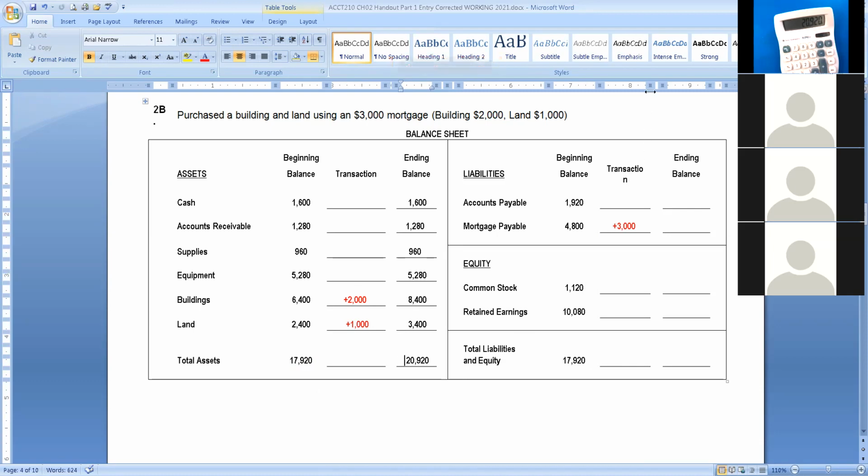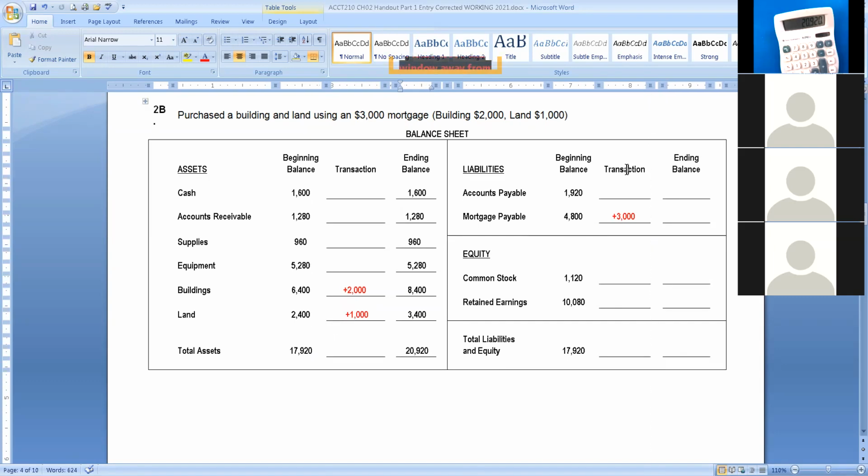Okay. And my transaction thing isn't right here. Okay, so this would be mortgage is now 7,800.